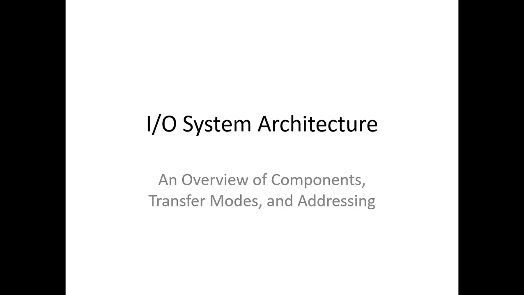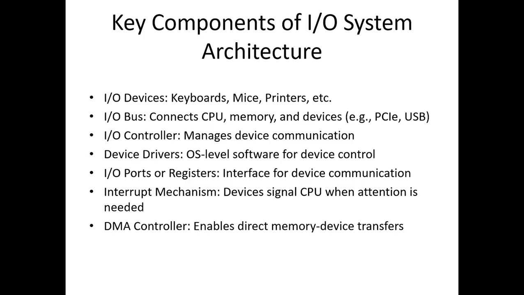Today I'll be walking you through the input and output system architecture, the part of the computer system that enables communication between the CPU, the memory, and the vast world of external devices. Think of it like the nervous system of the computer, ensuring that data flows smoothly and efficiently between the components. We are going to look at an overview of the components, the transfer modes, and then the addressing of the input output system architecture. Without wasting much time, let's delve into it.